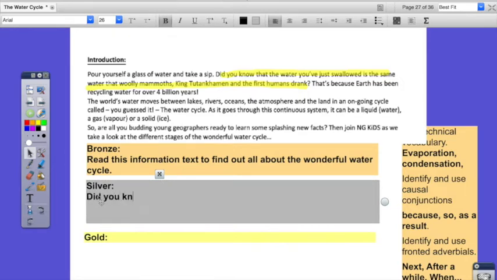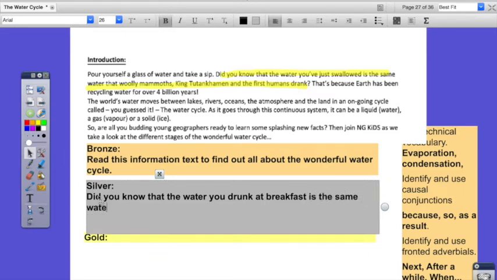Did you know that the water you drank at breakfast is the same water that, oh, we could think of some other ones, couldn't we? I do like King Tutankhamun, and we did study him, so I'm going to steal him. I'm going to go for cavemen, cavemen and Queen Victoria. We drank.